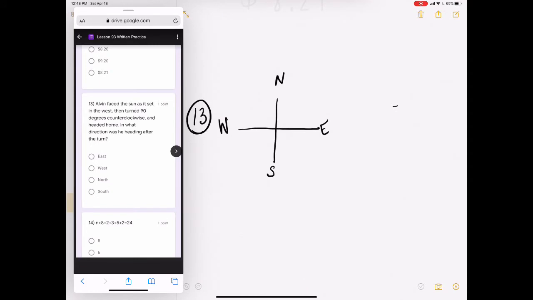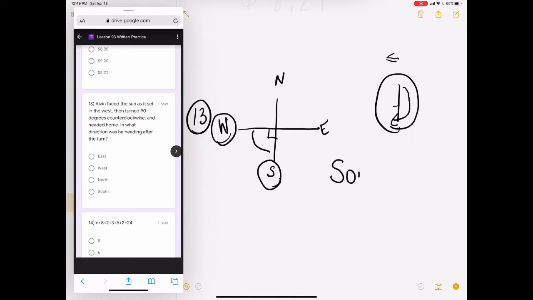Alvin faced the sun as it set in the west, then turned 90 degrees counterclockwise. So whenever you're looking at a clock, the hands turn this way. This is clockwise. So counterclockwise is the opposite. That would be this direction. So if he turned 90 degrees counterclockwise, and headed home, in what direction was he facing after the turn? So this direction, 90 degrees, that would be south on number 13. The answer is south.